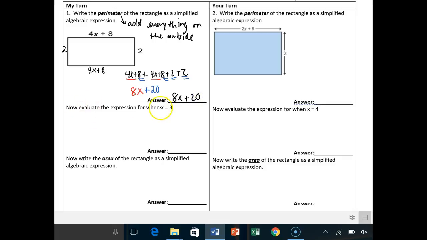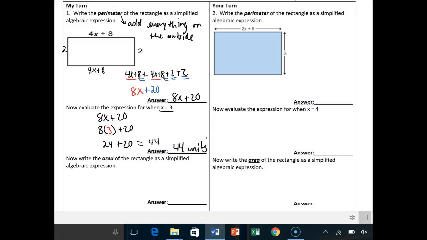Now I want you to evaluate the expression for when x is 3. So what is the perimeter of that figure if x is 3? All you have to do is take your simplified expression, 8x plus 20, and plug in 3. So that's exactly what I'm going to do. 8 parentheses 3 plus 20. So that gives us 24 plus 20. So the perimeter of this figure is 44 units. I didn't give you inches or anything like that, so you just say units.